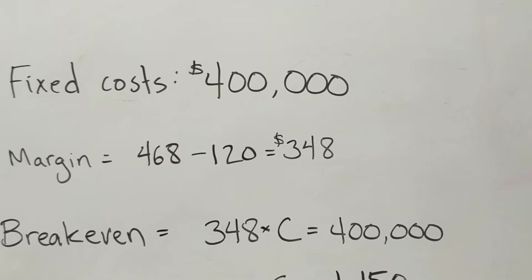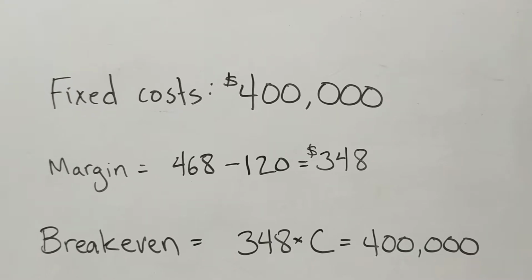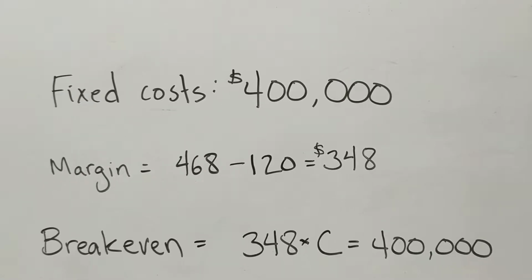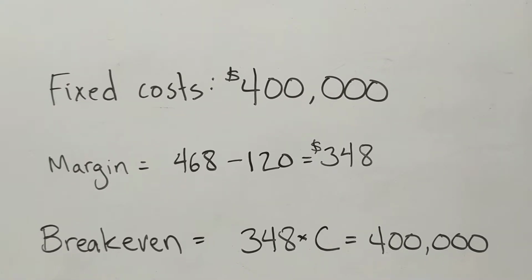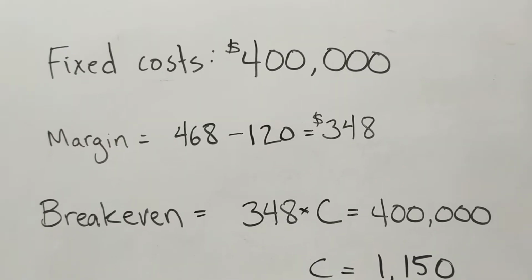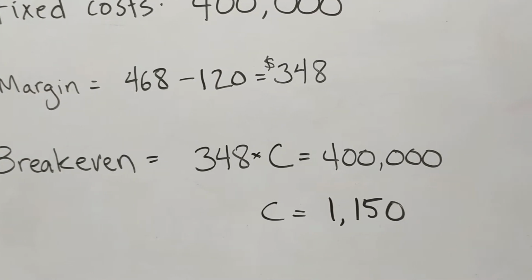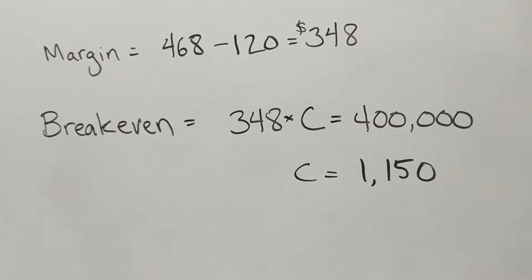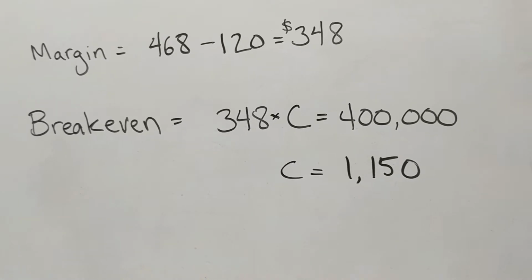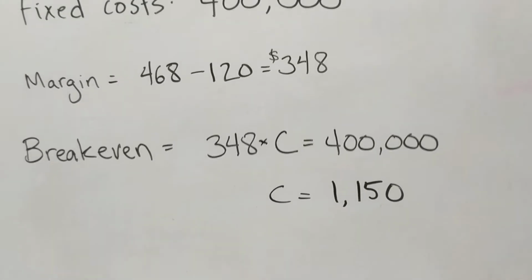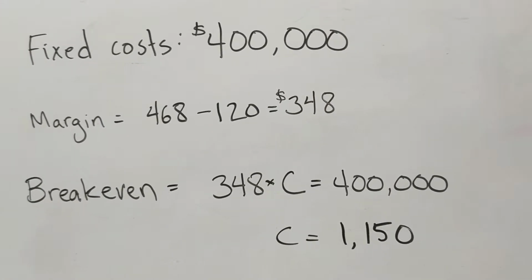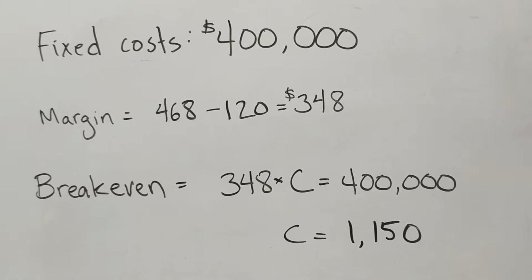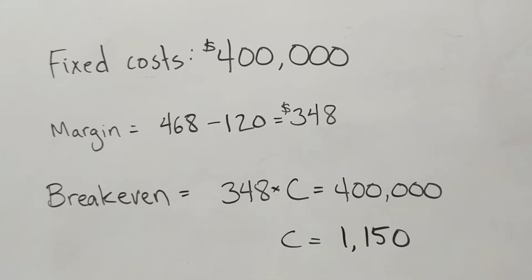So to calculate the break even, I just say $348, which is the margin, times some number of customers is going to give me $400,000. In other words, that's how many customers I need to cover my fixed cost, which is $400,000. And if I run that math, I need 1,150 customers. In other words, once I've got 1,150 customers, I'll have made the $400,000 I need to cover my fixed costs. And I've already taken into account the variable cost of marketing. So that is a real quick demonstration of break even.